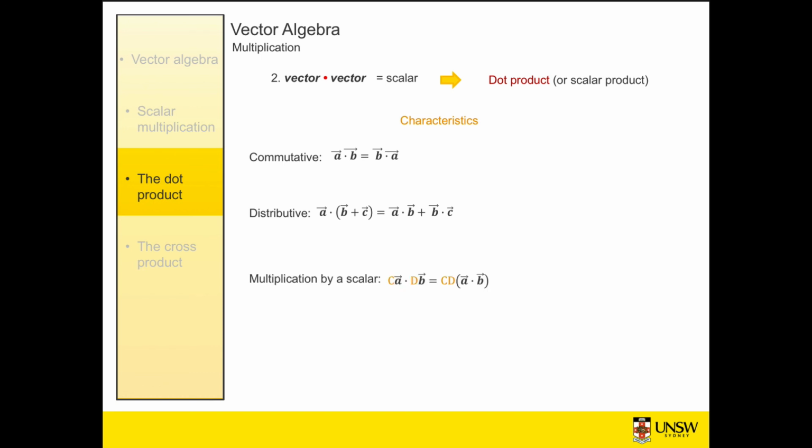So it doesn't matter in what kind of formula you have your scalar. You can pull the scalar out the front, do the vector multiplication, and multiply that result by the scalar.